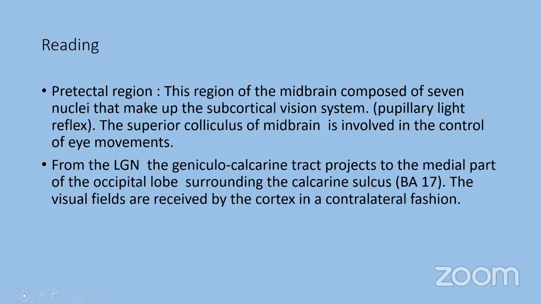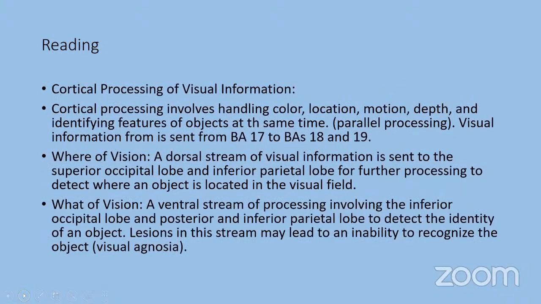From the lateral geniculate nucleus, the geniculocalcarine tract projects to the medial part of the occipital lobe, surrounding the calcarine sulcus, which is the primary visual area, that is Brodmann's area 17. The visual fields are received by the cortex in a contralateral fashion. Then for reading, the cortical processing of visual information occurs.